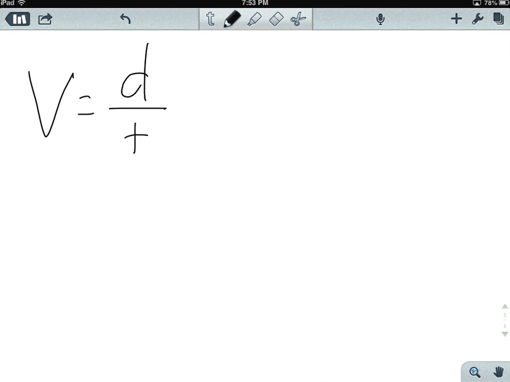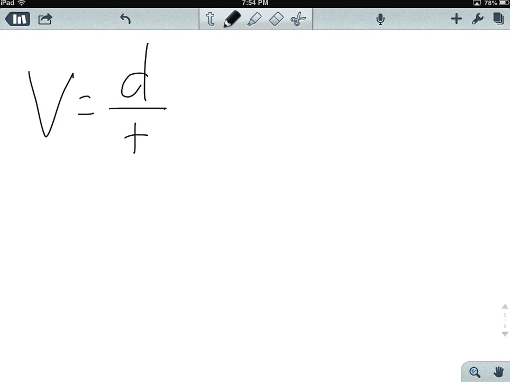Okay, guys, let's talk about the velocity equation. Now, when we're looking at this, we see that our velocity is going to equal our distance all over our time. Okay, we can also say that our velocity equals displacement all over time if we're moving in a straight line going backwards and forwards.